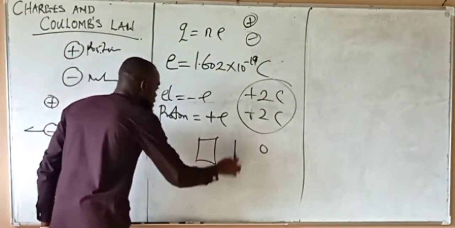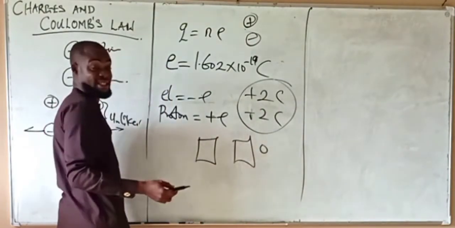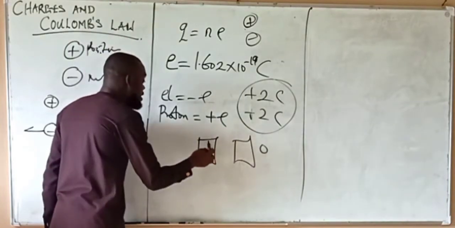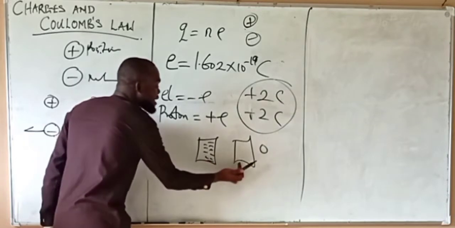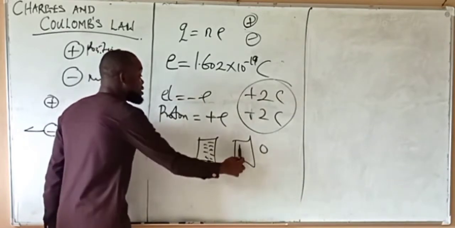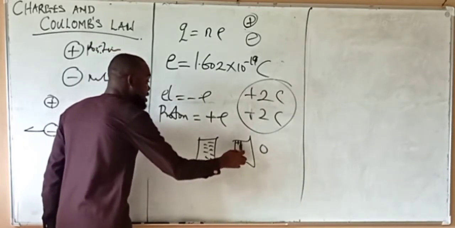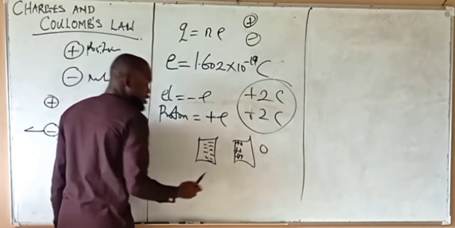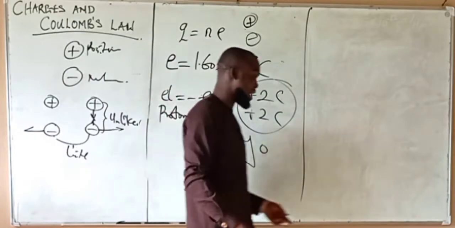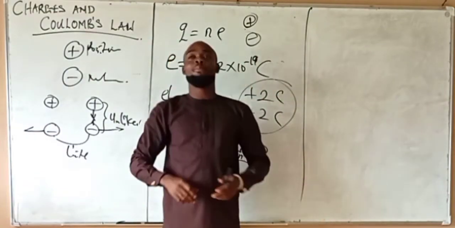Let's say you have this body, and one of them will be X. One of them must be charged. Then if you take it closer to this neutral one, at the end of the day, this neutral body will acquire the opposite charge of the charged body. So this process is not charging by friction because they are not touching each other. This is called charging the body by induction.